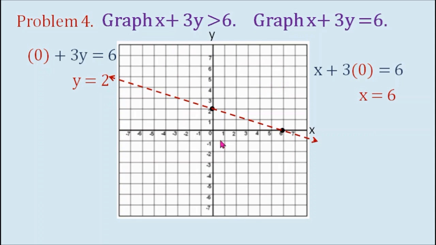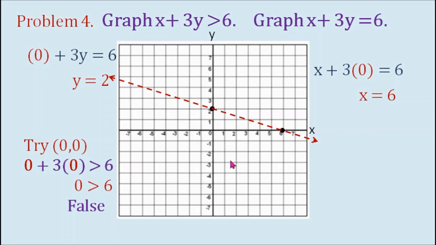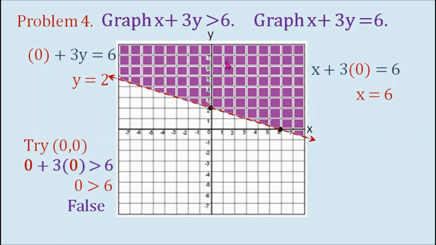Now the next question is, which region is the graph of x plus 3y is greater than 6? Is it above the line or below the line? Again, we are going to try a point, and the easiest point to try is point 0, 0. So we are going to substitute x with 0 and also y with 0. So that is 0 plus 3 times 0 is greater than 6. So that means 0 is greater than 6. Is it true that 0 is greater than 6? No, it's false. This means that the graph of x plus 3y is greater than 6 is above the line. So we are going to shade this region.